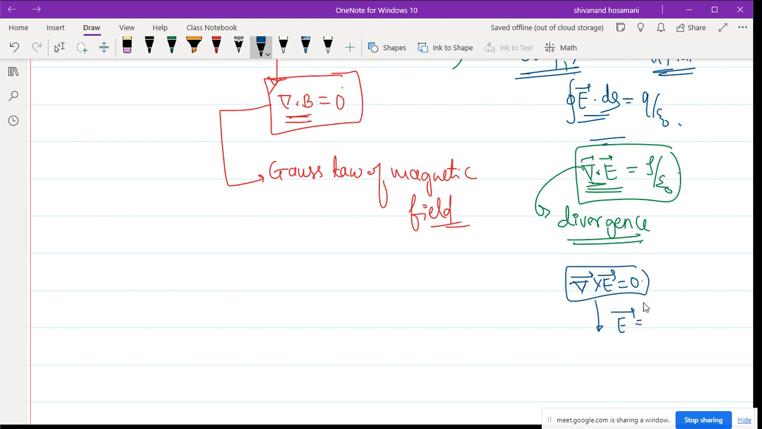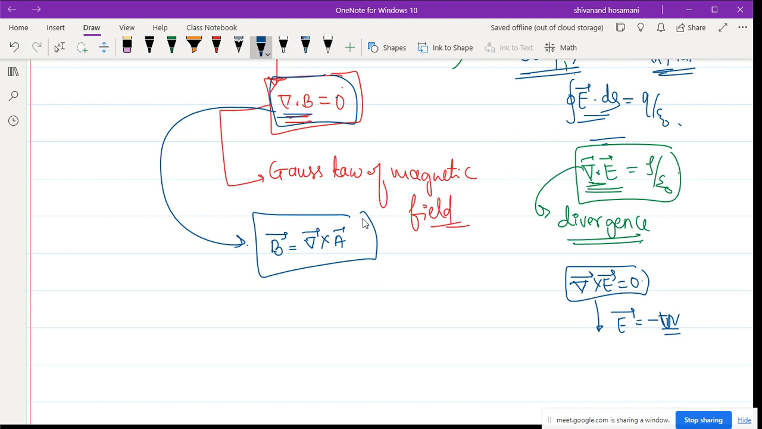For the electric field, we used to write the potential as minus del V. But in the case of the magnetic field, as the divergence del dot B is equal to 0, this means another vector field exists for B, which is given by del cross A.